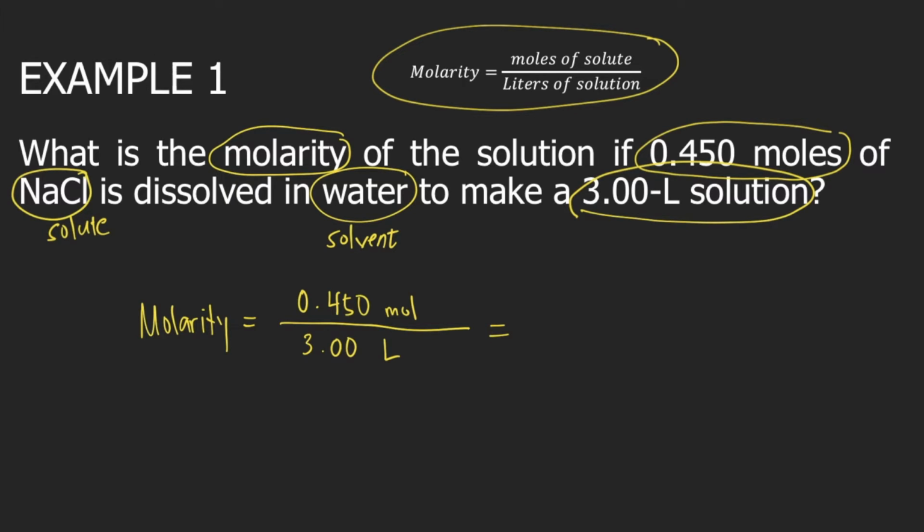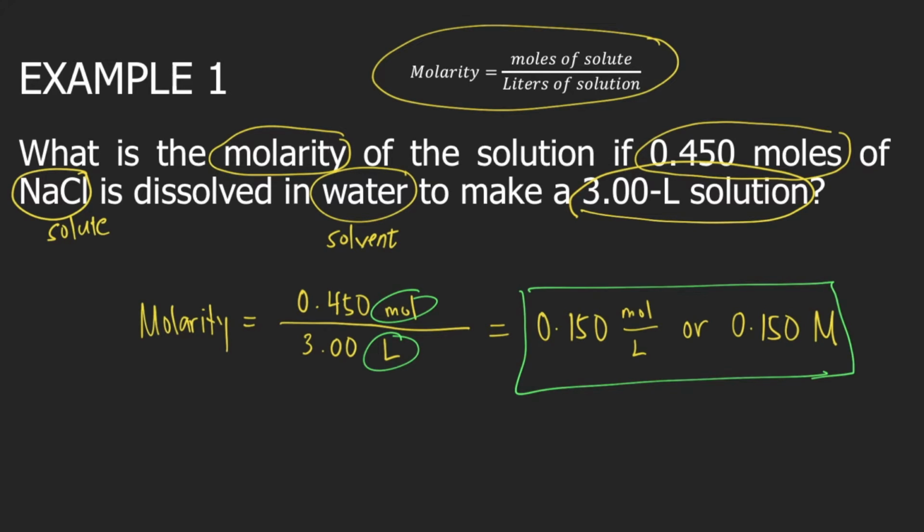So if you solve this in your calculator, 0.450 divided by 3, this is equal to 0.150 and the unit would be moles per liter. So 0.150 moles per liter or 0.150 molar. Again, remember that moles per liter and molar are just the same thing. So this is the answer to the question.